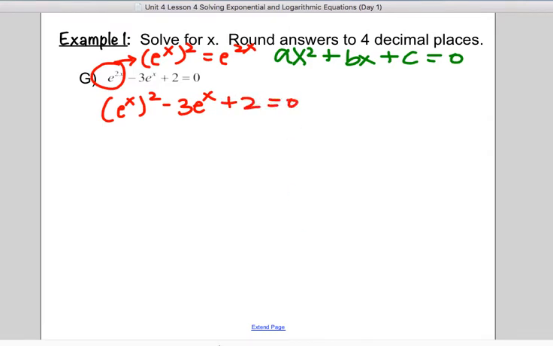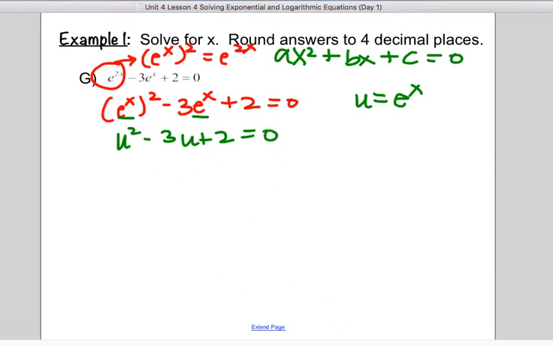And now what would be nice is if I could think about something that would make it a little bit easier. I am going to let u, a variable, u substitute, u equal e to the x. Okay, and instead of e to the x, I'm going to write u. So now I have u squared minus 3u plus 2 equals 0.